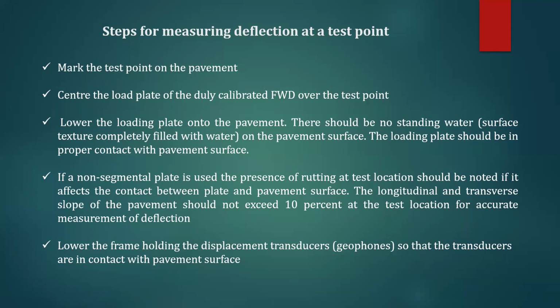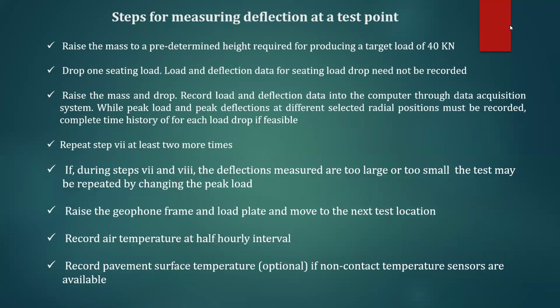Lower the loading frame and displacement transducers so that the transducers are in contact with the pavement surface. Now, to conduct the test, the steps for measuring the deflection at a test point: raise the mass to a predetermined height, something over 600 mm, and release the load in such a manner that we get some 40 kilonewton. But you may not always get 40 kilonewton. That correction I told you: whatever deflections we get, we have to normalize to the 40 kilonewton load. Drop on seating load; load and deflection data for the seating load are not to be recorded. Seating load means proper contact should be there, as you know already.